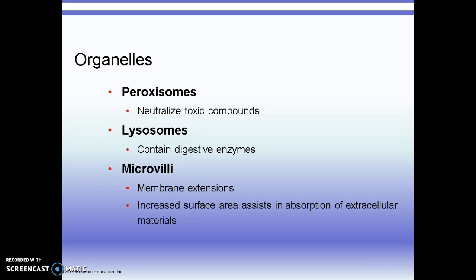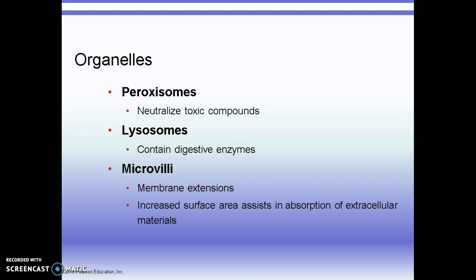Peroxisomes. Think of hydrogen peroxide. If you've ever put hydrogen peroxide on you, you know it bubbles up. It's because we have enzymes in our tissue that react with the hydrogen peroxide to form oxygen. And that bubbling is oxygen gas, and it's going to dislodge any bacteria that are in the wound. Our body makes a lot of toxic compounds, and they must be neutralized, and that's what peroxisomes do. Lysosomes contain digestive enzymes. You can think of it as the recycling center or the stomach of the cell.